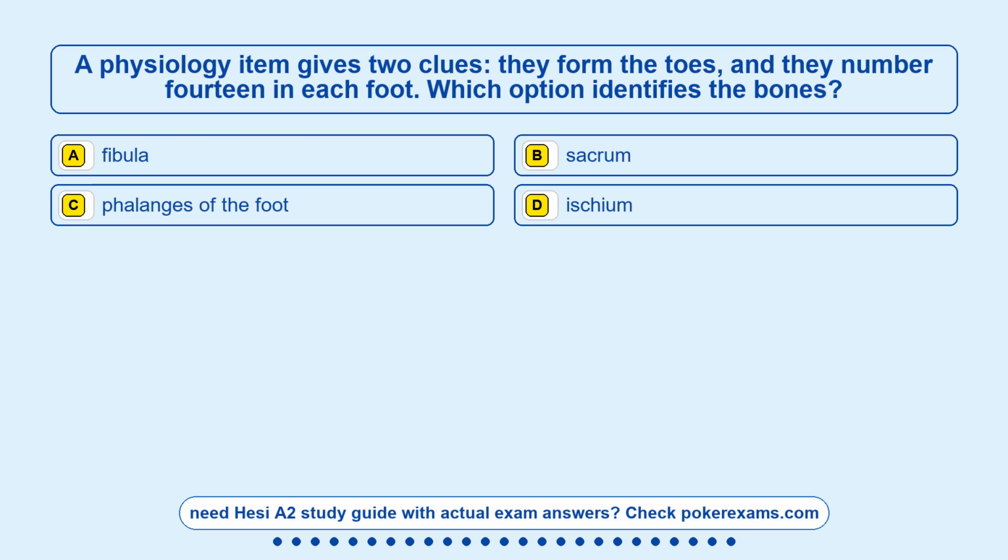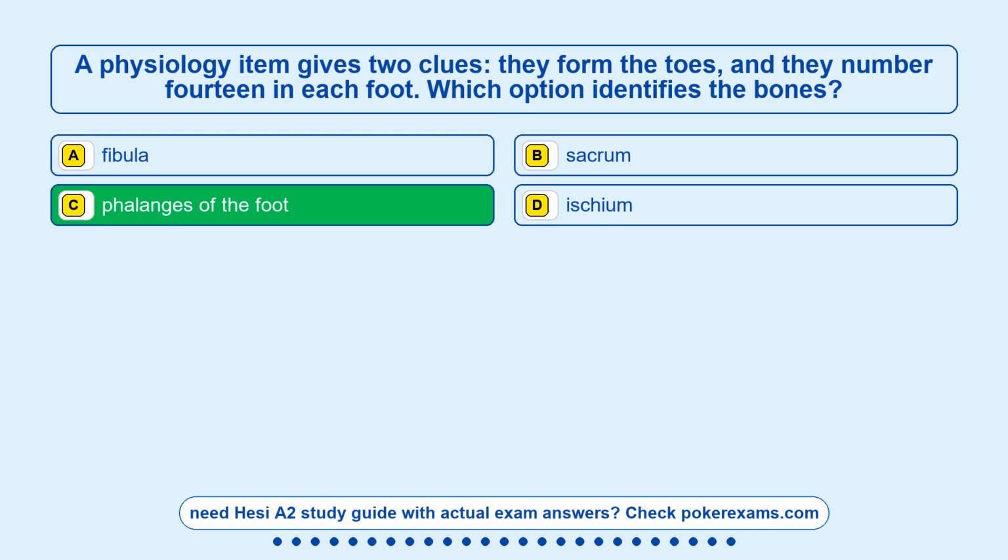Question 24. A physiology item gives 2 clues: they form the toes, and they number 14 in each foot. Which option identifies the bones? Option A, fibula. Option B, sacrum. Option C, phalanges of the foot. Option D, ischium. The correct answer is option C, phalanges of the foot.